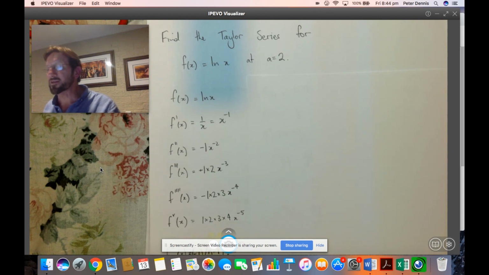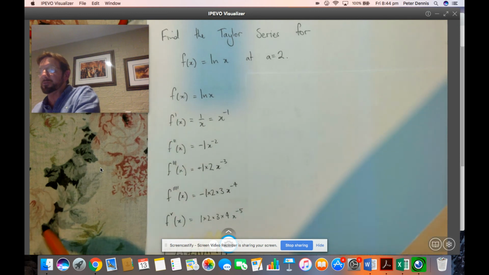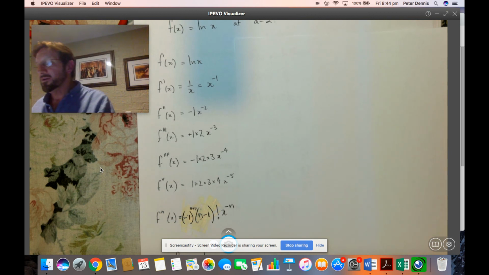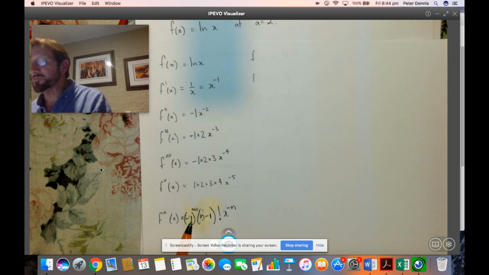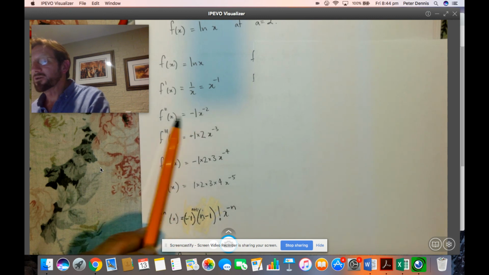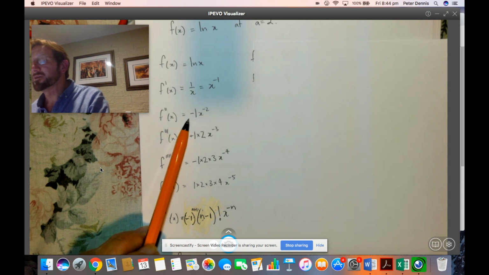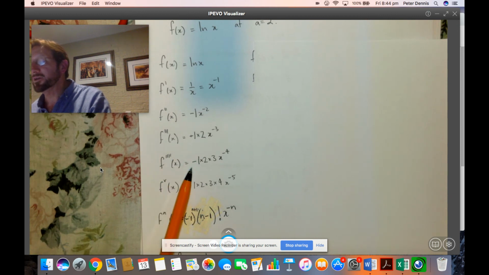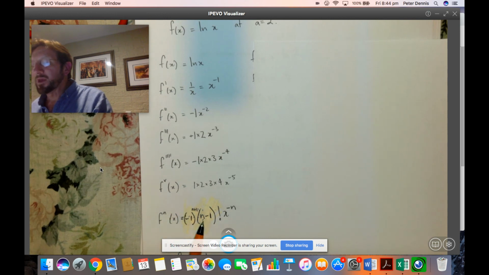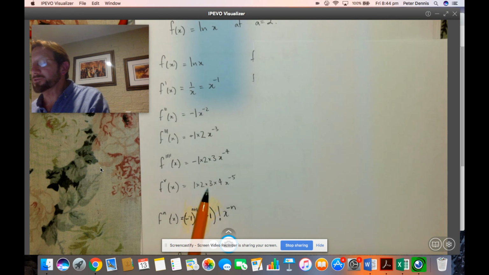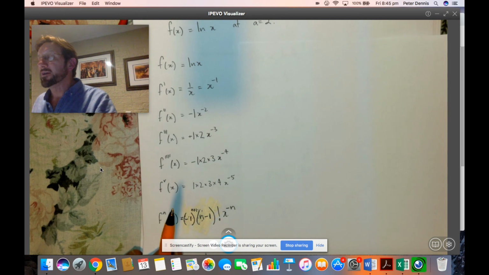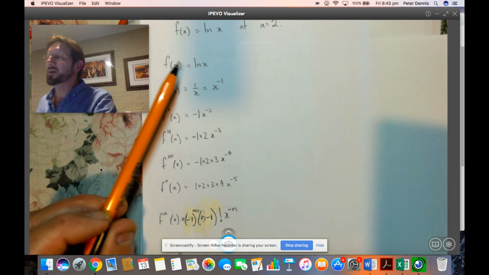And hopefully you can see that the nth derivative is minus 1 to the power of n plus 1, because the second one is minus and the third one is plus. So it could just be n, actually. Oh, yeah, n plus 1. And what do we have here? The fifth is 1 times 2 times 3 times 4, so it's n minus 1 factorial, x to the power of n minus 1.